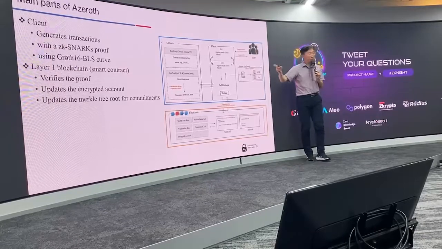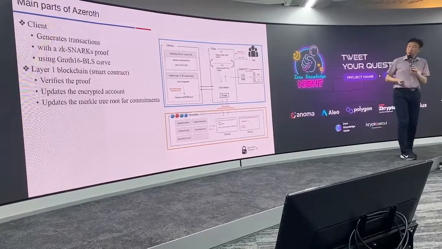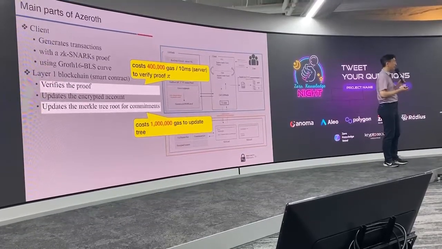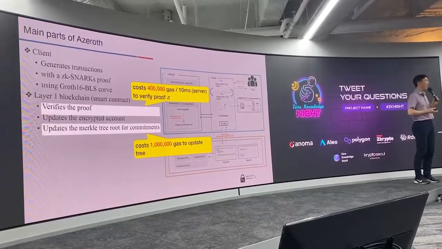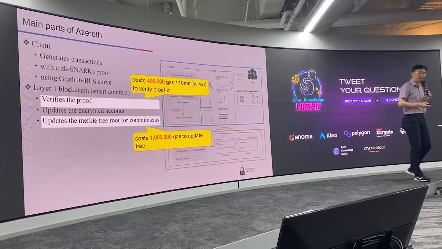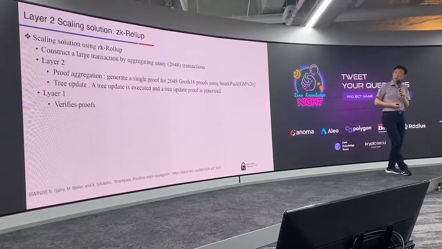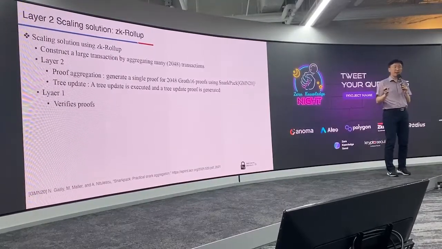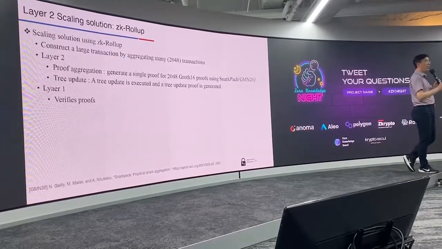The Azeros smart contract verifies the proof and also updates the Merkle tree. If we measure the gas consumption for each one, verifying the proof requires 400K gas, and the Merkle tree update requires 1 million gas. It's really high. So we want to reduce these two gas consumptions using this zk-Rollup. We are using the zk-Rollup for these zk transactions. So we are moving the proof verification and also the tree update into layer 2.